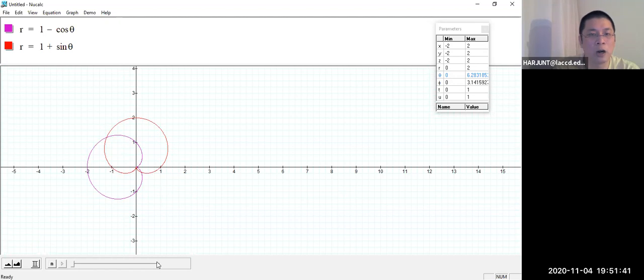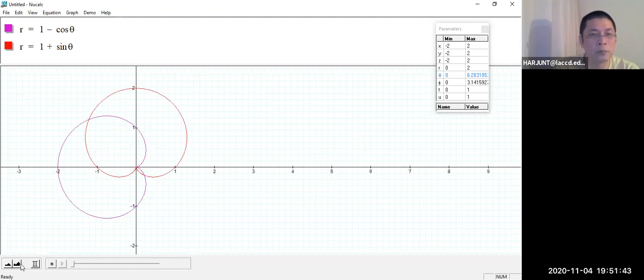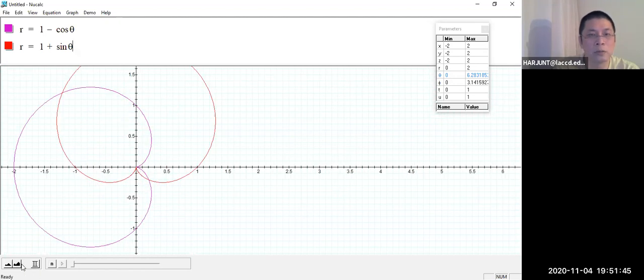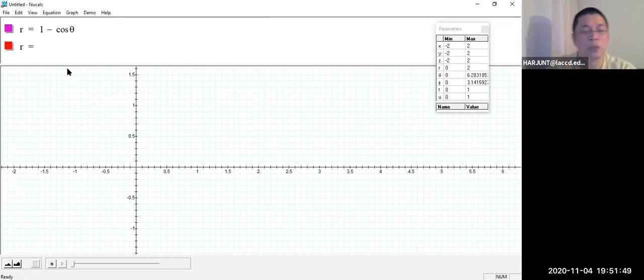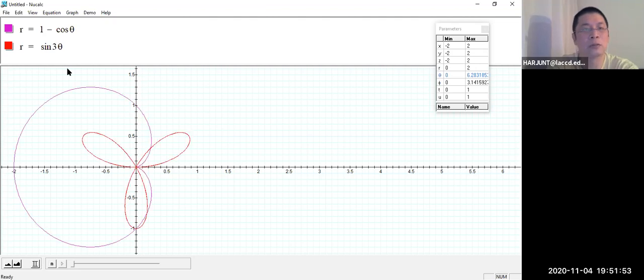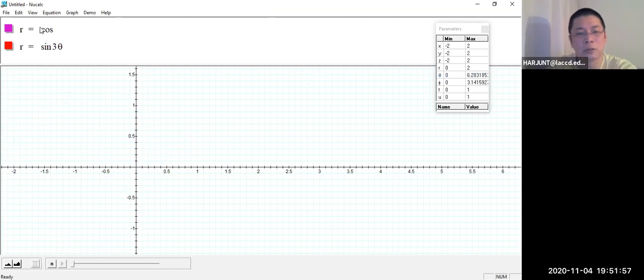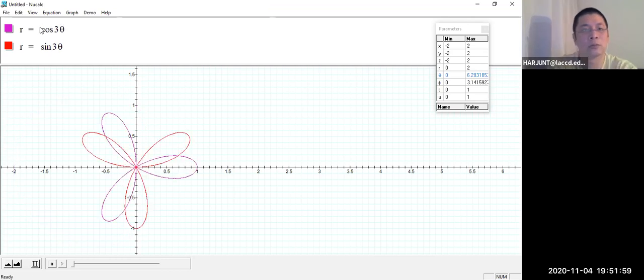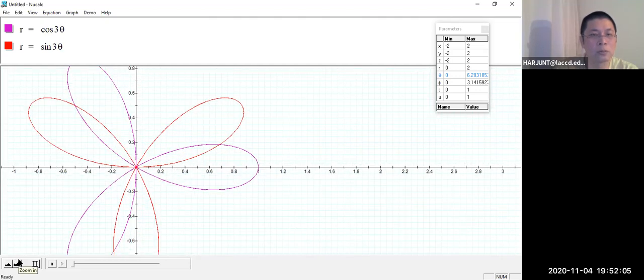Now let me enlarge them. Okay. No, that's not the one. I remembered the wrong question. One of them is sine 3 theta, and then the other one is cosine 3 theta. Okay, let's enlarge this a bit more. Too big.